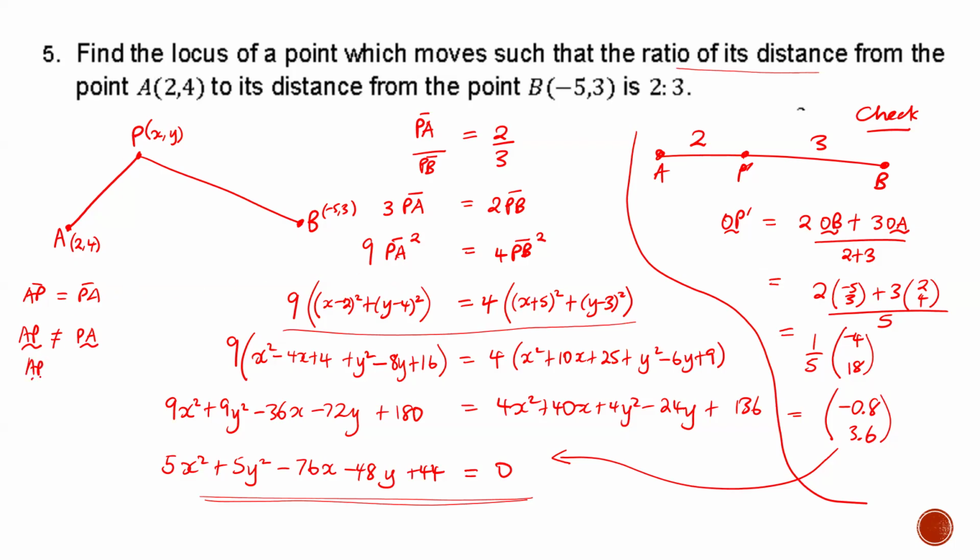AP is in fact equal to negative PA in terms of vectors. But for distance, the distance AP is the distance PA. It's like saying the distance between Kampala and Jinja is, say, 80 kilometers. Doesn't matter whether you measure it from Kampala going to Jinja or from Jinja going to Kampala. But going from Kampala to Jinja is different from going from Jinja to Kampala. I hope that makes sense.